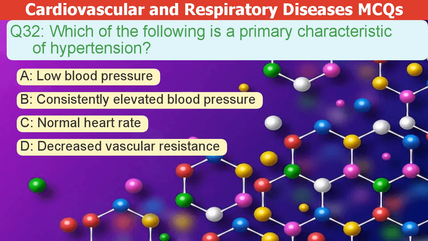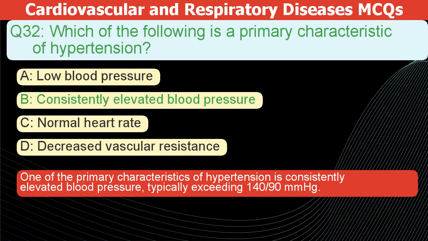Which of the following is a primary characteristic of hypertension? A. Low blood pressure. B. Consistently elevated blood pressure. C. Normal heart rate. D. Decreased vascular resistance. The correct answer is B. One of the primary characteristics of hypertension is consistently elevated blood pressure, typically exceeding 140/90 millimeters of mercury.